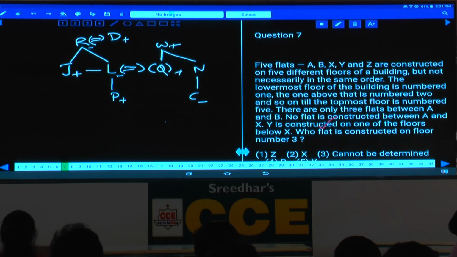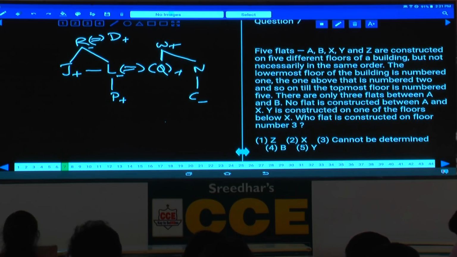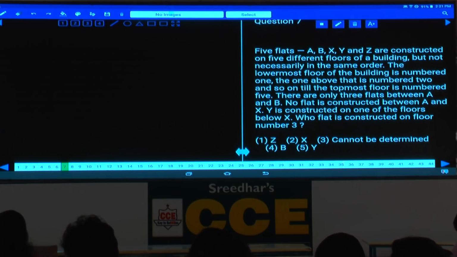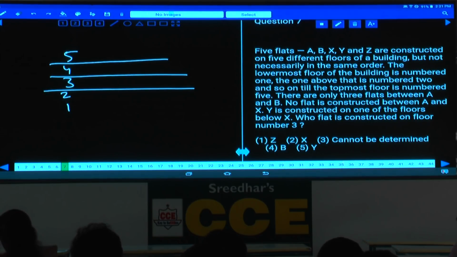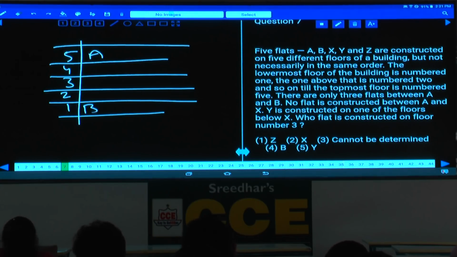Then the 7th one. Whatever this question number 7 here, 5 flats A, B, X, Y, and Z are constructed on 5 different floors of a building, but not necessarily in the same order. The lowermost floor of the building is numbered 1 and so on. And there are only 3 flats between A and B. As there are only 3 flats between A and B, the flats are 5, 4, 3, 2, 1. That means if A is on the top floor, then B will be the bottom floor, or if A is the bottom floor, B will be the top floor.